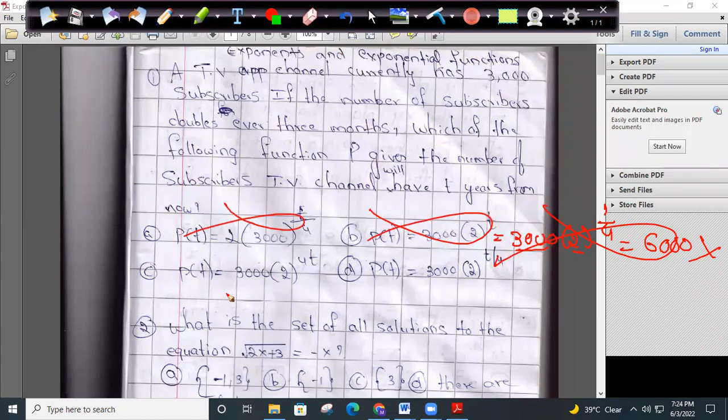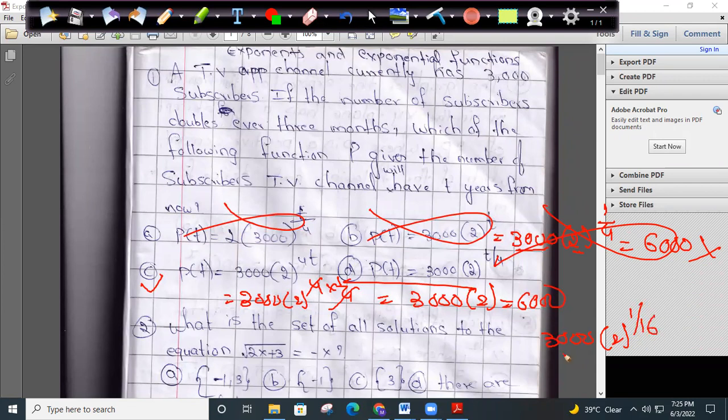Now put T equal to 1/4. Yes, I'm getting 3,000 into 2, which is 6,000. Might be correct. Don't hurry up. Check option D. I get 3,000 into 2 power 1/4 to the 4, 1/16, meaningless. So C is the answer. See how simple the question is.